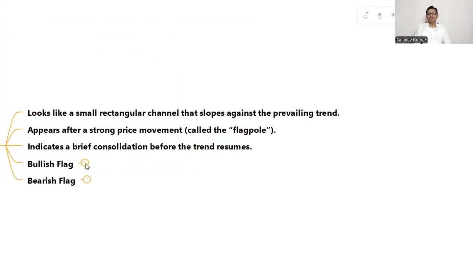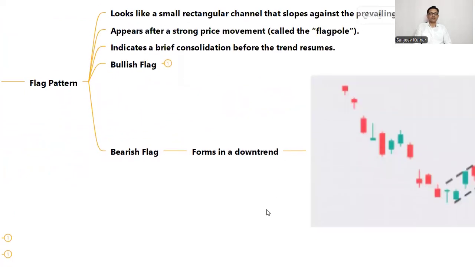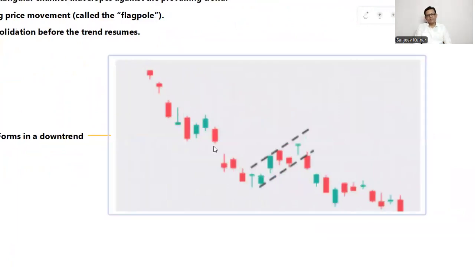This was the bullish flag. Actually, there are two types of flag pattern. One is the bullish flag and the second is the bearish flag. This is the bearish flag. Share price is in a downtrend. You can see here the downtrend.